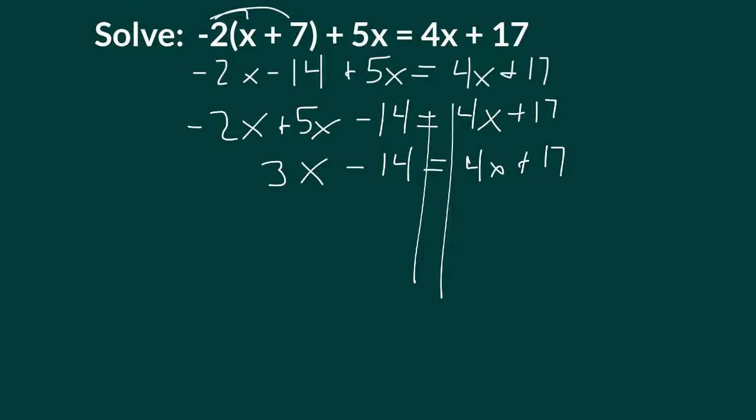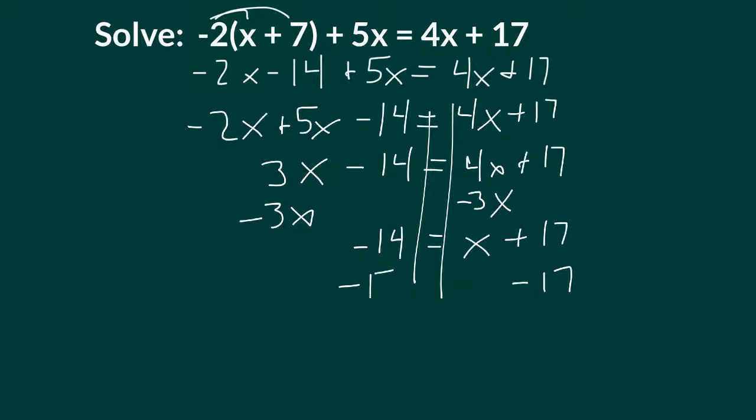From there, we move the variables to one side, move the smaller towards the larger. I get -14 is equal to x plus 17. Then I would subtract 17 from both sides. I get -31 is equal to x. X is all alone. We've finished the problem. We've solved it, and there is our answer.